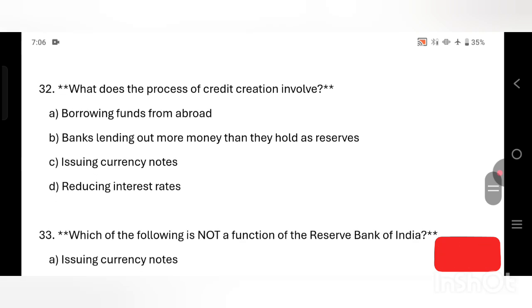Question number 32. What does the process of credit creation involve? Option A, borrowing funds from abroad. Option B, banks lending out more money than they hold as reserves. Option C, issuing currency notes. Option D, reducing interest rate. The correct answer is B, banks lending out more money than they hold as reserves.